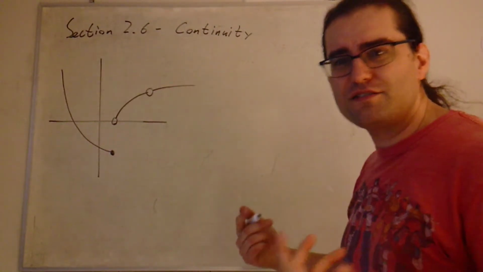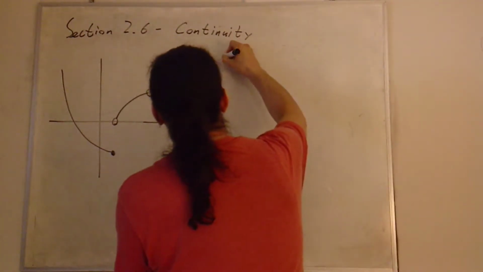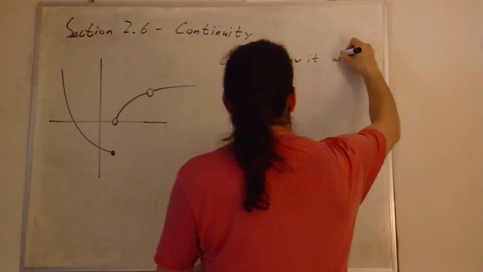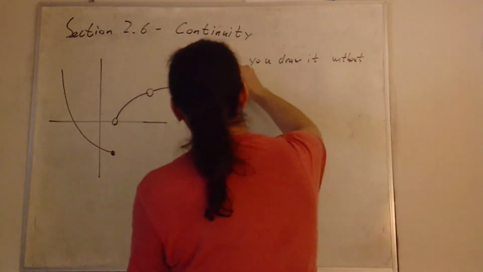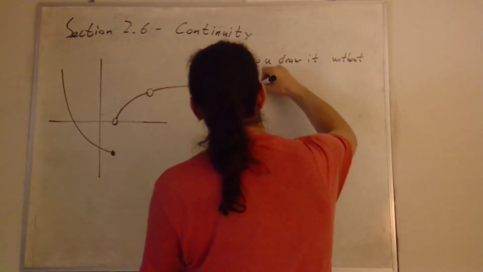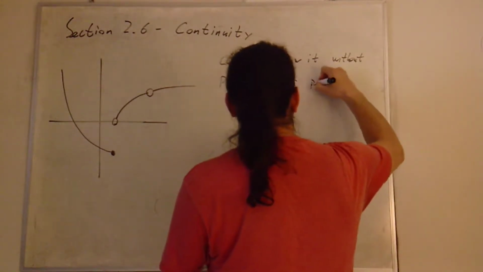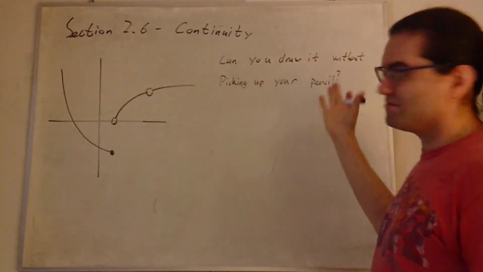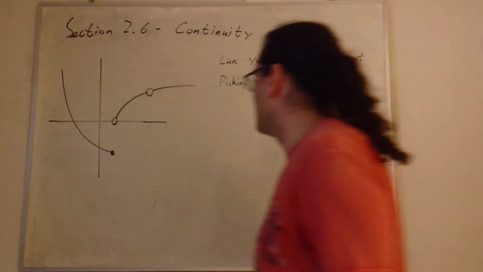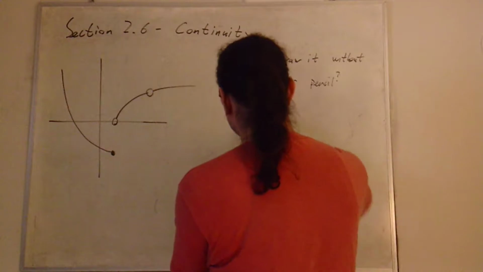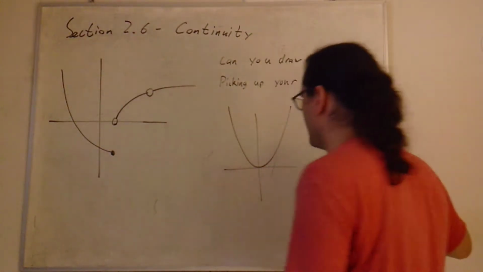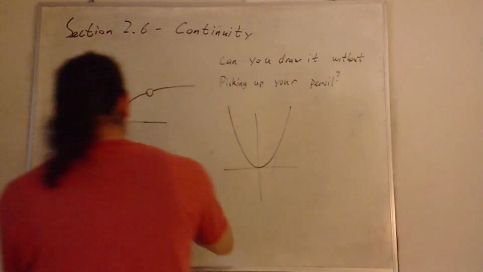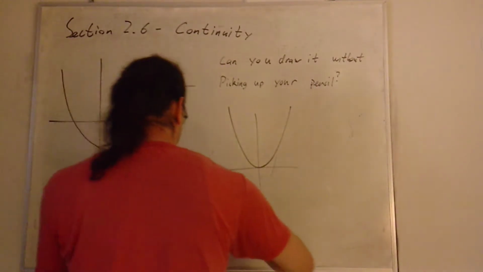The super easy version of continuous graphically is, can you draw it without picking up your pencil? So this is sort of like the basics of continuity. So you can think of like your standard parabola. You can draw a standard parabola without ever picking up your pencil. The parabola is continuous. Sine waves, you can draw sine waves without ever picking up your pencil.